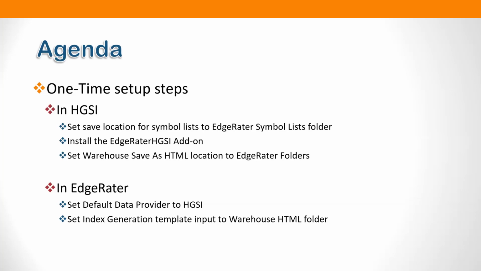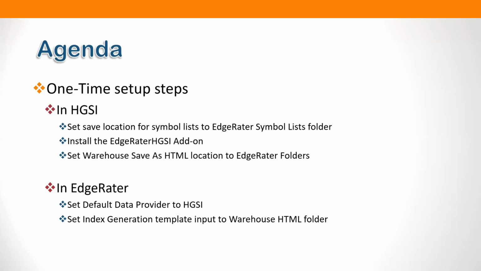Once you've saved it in a specific folder, which is the EdgeRater symbol lists folder, that text file will be picked up by EdgeRater and will appear and be usable within EdgeRater. And all you have to do then is just populate the list with data, which you do by pressing the Update Data button. So we'll talk about how to set the save location for symbol lists. You do that one time in HGSI, and then it's there from then on. Whenever you have a new list that you want to use within EdgeRater, you just hit the save as ASCII, and it will pick the right location for you.